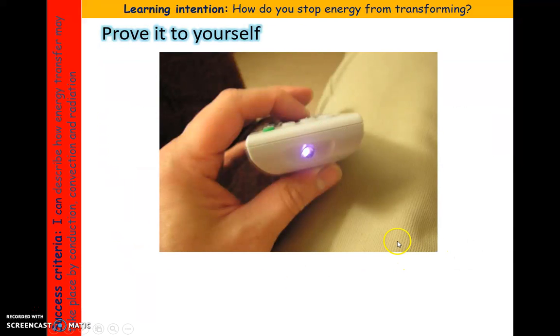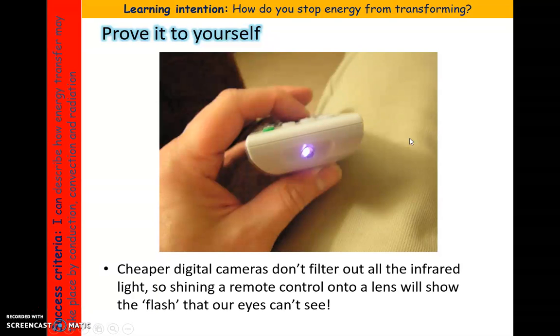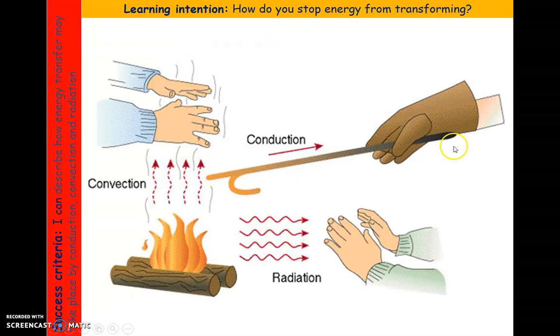You can actually prove things have infrared by old remote controls at home. If you point them towards your phone, you may be able to see the light, because if you have an older phone, it may not filter out the infrared radiation coming from it. This only really works with older cameras though.